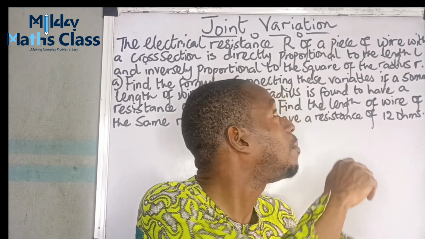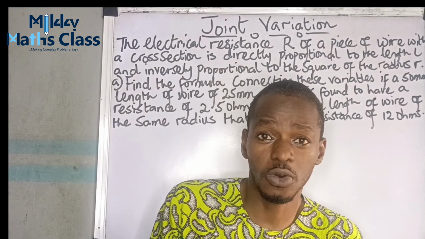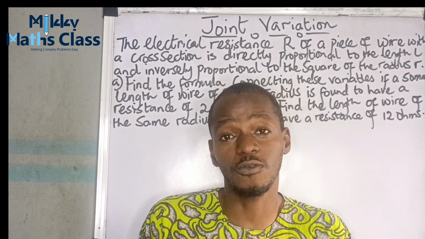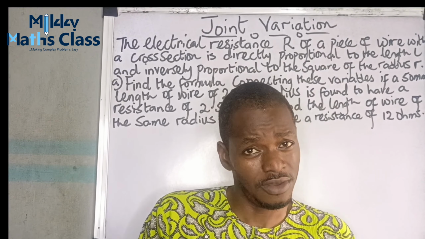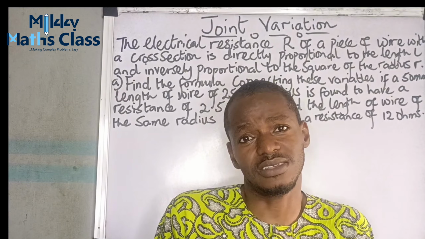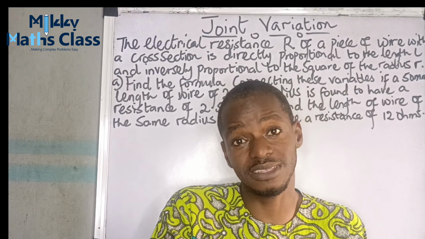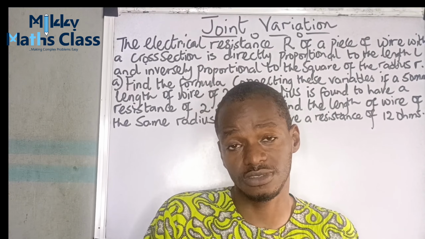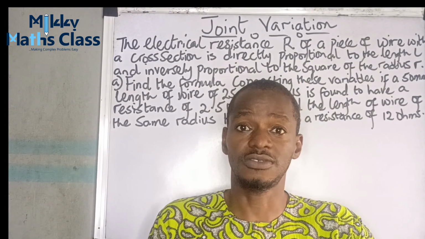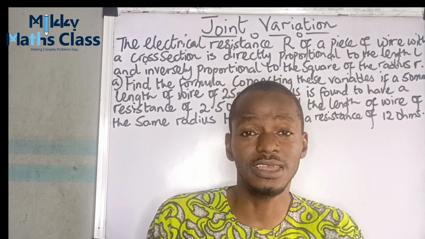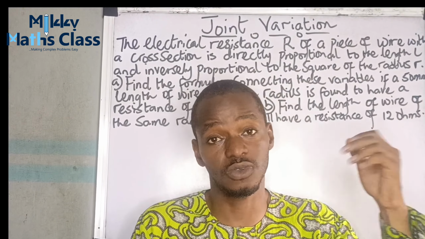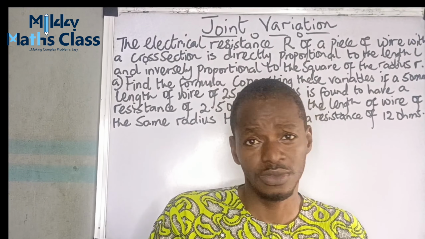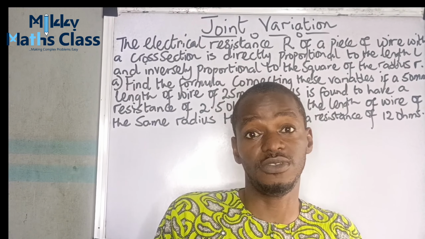Today, when we talk about joint variation, it occurs when a variable depends on the product of two or more other variables. For example, we can say the volume of a box depends on the length, the width, and the height of that box. So we can say that volume jointly varies with the length, the width, and the height of the box. You can also look at another example, maybe in physics.